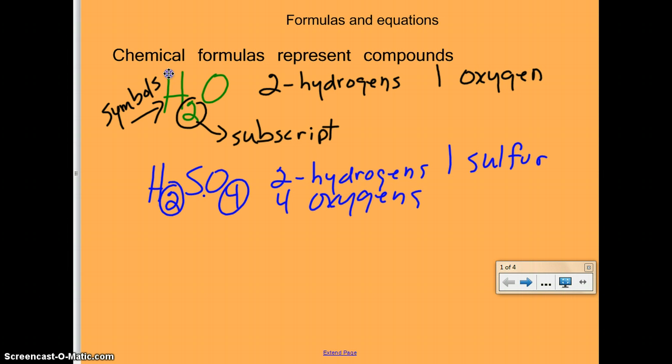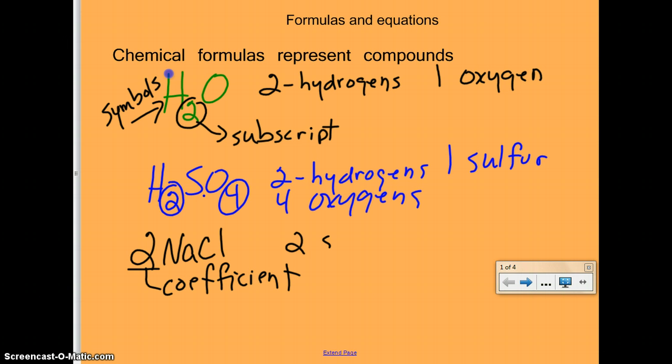Now, if we include a coefficient in front of a formula, it gives us even more information. If I put 2 in front of our NaCl, or sodium chloride formula, this tells me I have 2 molecules of sodium chloride. So in this example, our coefficient just gives us a quantity. So if I have 2 molecules of sodium chloride, I have 2 sodiums and 2 chlorines total in the sample.